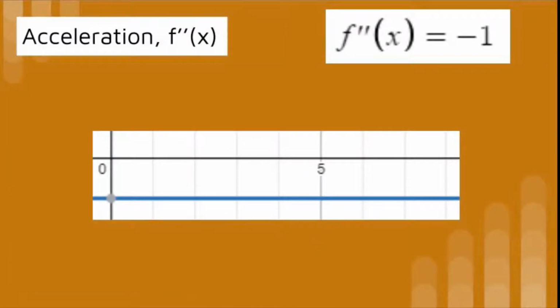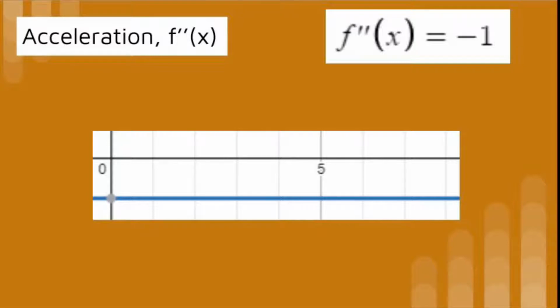Furthermore, we can use the velocity function f prime of x to determine the acceleration, f double prime of x. The acceleration of the graph is the rate at which the basketball's velocity changes. To find the acceleration, we need to take the derivative of the velocity. Using the power rule, we get f double prime of x equals negative 1.